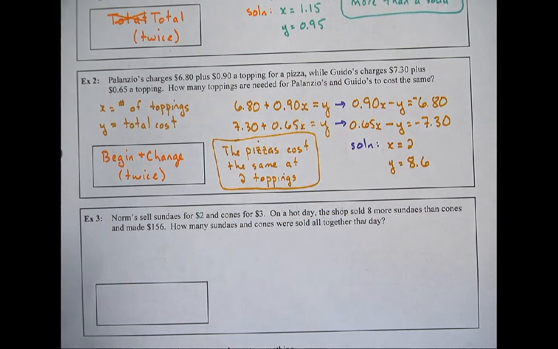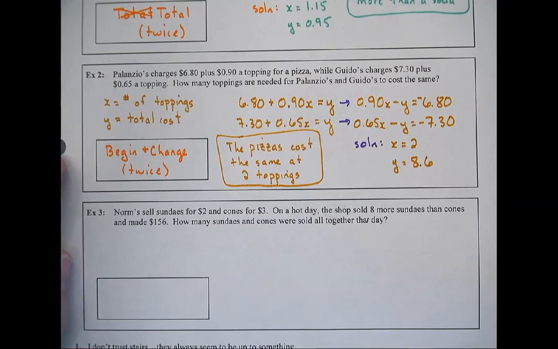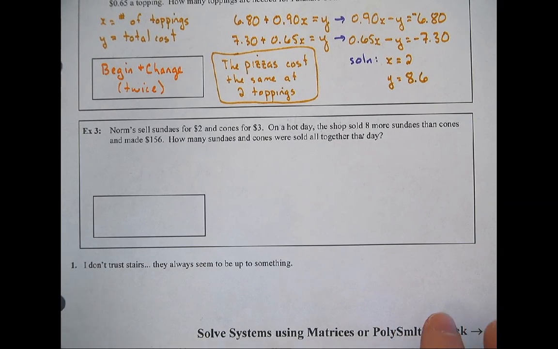The pizzas cost the same at two toppings. All right, now our last style is called related. So let's go through and try to define our variables first, and then we'll come up with how it works.